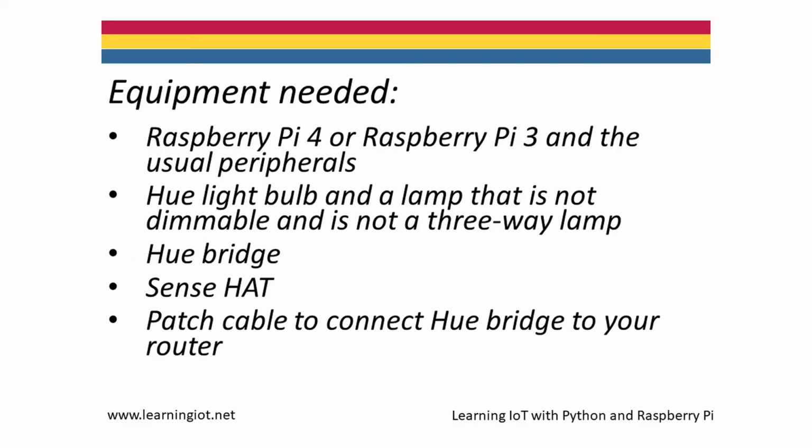In order to do this project, you will need a Raspberry Pi 4 or 3 and the usual peripherals, that is to say a monitor, a keyboard, and a mouse, one Philips Hue light bulb, one Philips Hue Bridge, a Sense HAT, and a patch cable to connect the Hue Bridge to your router.